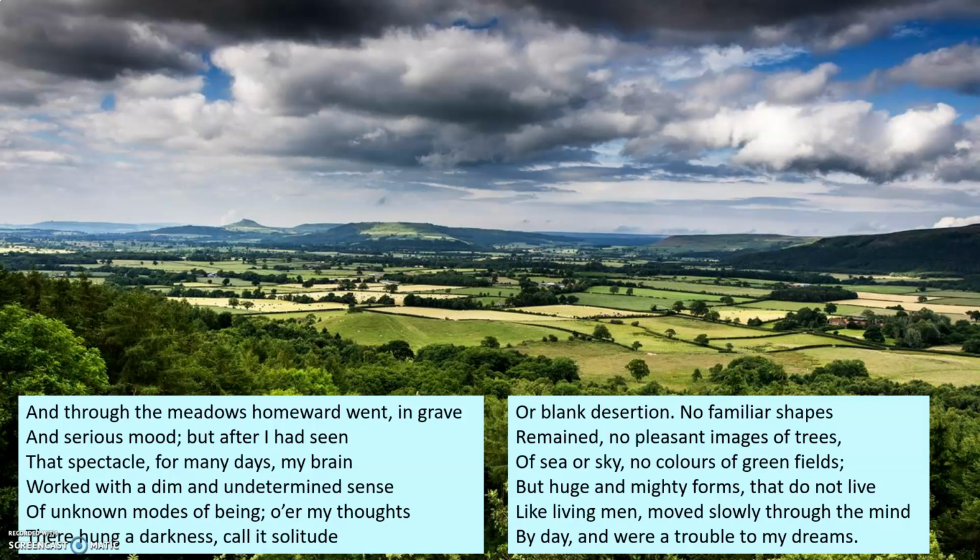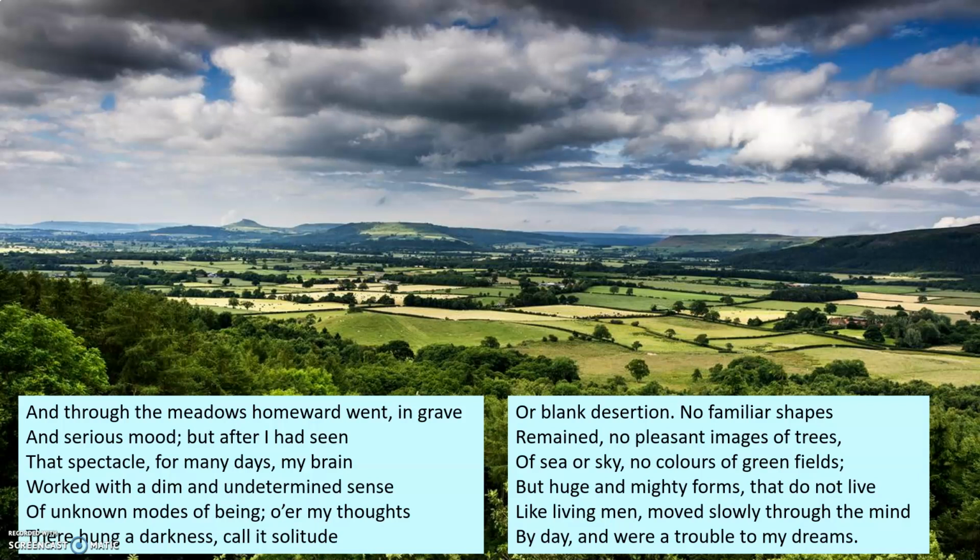And there's a lot of very dark imagery going on here, negative imagery in these final few lines. Solitude, blank desertion. Listen to the repetition on this next bit. No familiar shapes remained. No pleasant images of trees, of sky or sea. No colours. Lots of no, but huge and mighty forms. That's all he can see in his mind. So nothing pleasant, just these really dark images, mighty big images that do not live like men, that move slowly through the mind and were a trouble to my dreams. It really carries with it the impression that's been had on him.